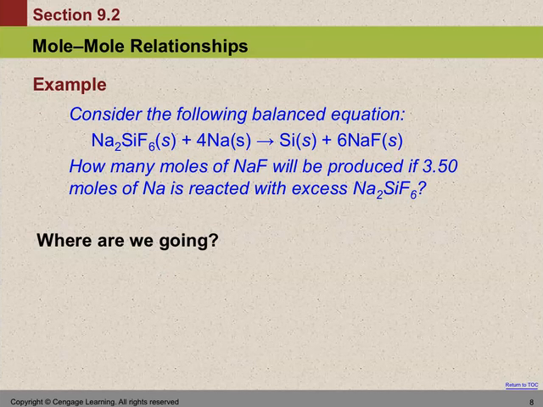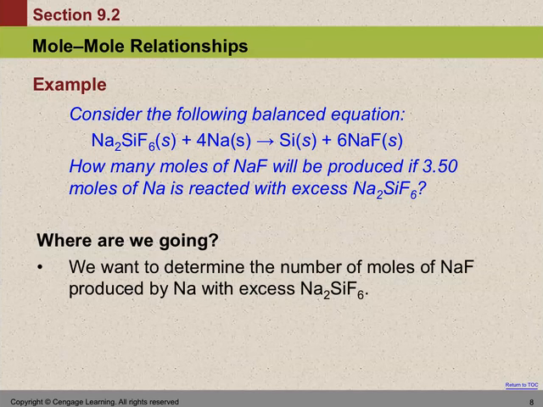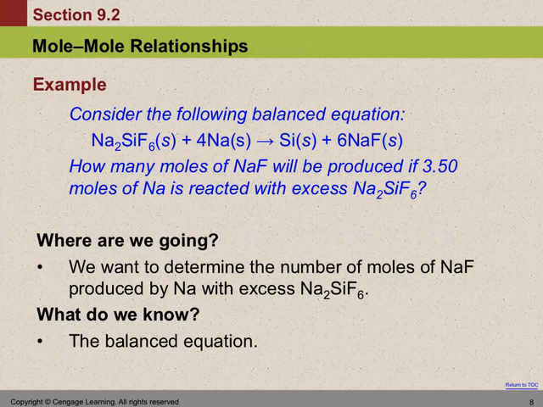So where are we going with this problem? We want to determine the number of moles of sodium fluoride produced by sodium. What information do we know? Well, we know that we've got the balanced equation, and that will tell us the molar ratios in which the two species are related. We know we start with 3.5 moles of sodium.